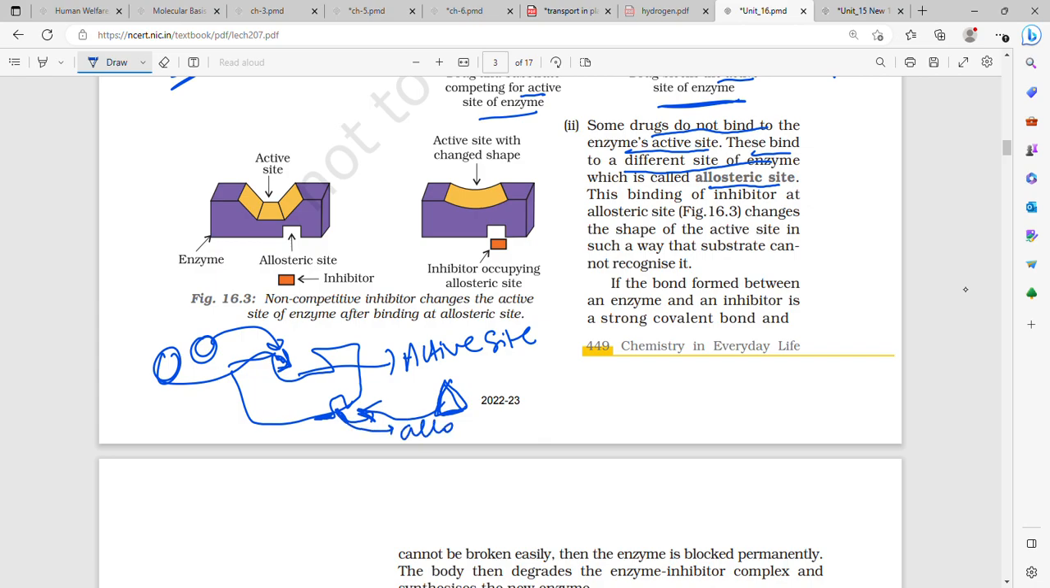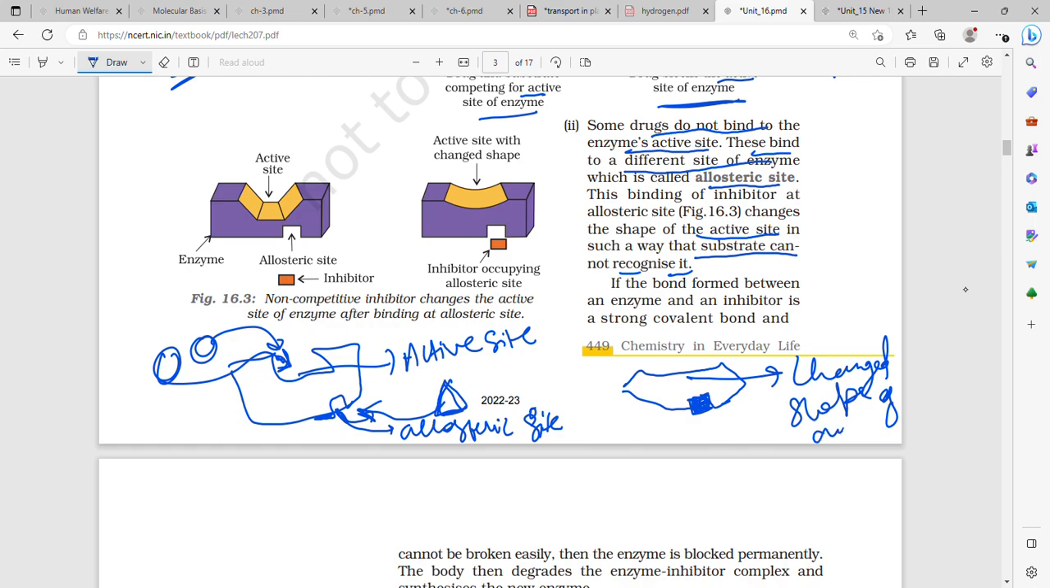So in this allosteric site, which is another site on the enzyme other than the active site, the moment this inhibitor binds, it will change the shape of the active site altogether in such a way that the substrate cannot recognize it. Not just the substrate, anyone who comes after that will not be able to bind. So it will change after binding with the allosteric site. Here it has bound with the allosteric site. The enzyme inhibitor changed the shape of the active site. So now no substrate can recognize it.